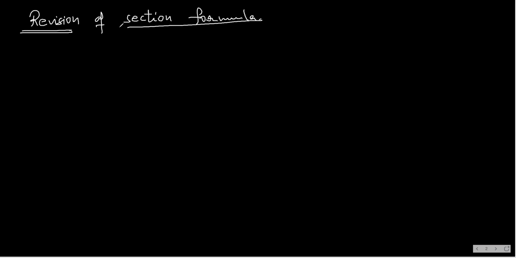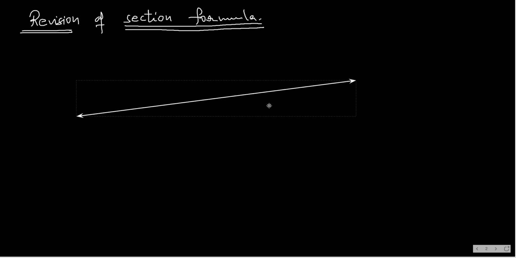So we will start with the revision part. Here I write: revision of section formula. Let's begin with it. So in a 2D plane, suppose you have one segment, you have a line here, right?